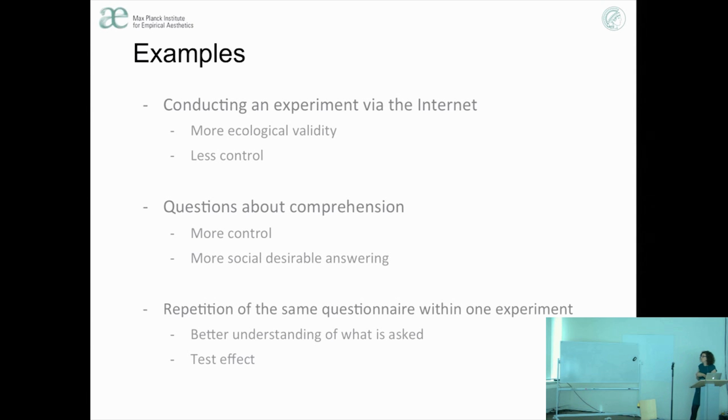Okay, so the last example would be the repetition of the same questionnaire within one experiment. Sometimes this is just plain necessary. It could be used to get a better understanding with the participants of what you ask of them. So you want them to really understand what you're asking of them. So that might help when you ask the same questions twice. Sometimes it's really necessary in the sense that you are, for example, studying rereading. So you need to have the same questionnaire twice.